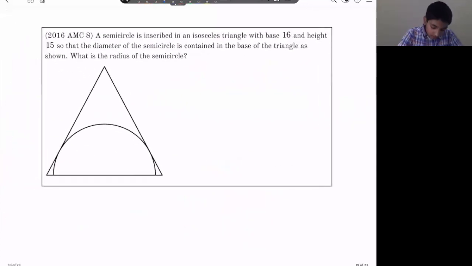A semicircle is inscribed in an isosceles triangle with the base of 16 and a height of 15, so that the diameter is contained in the base of the triangle as shown. What's the radius of the semicircle? So let's mark it here, the radius R.